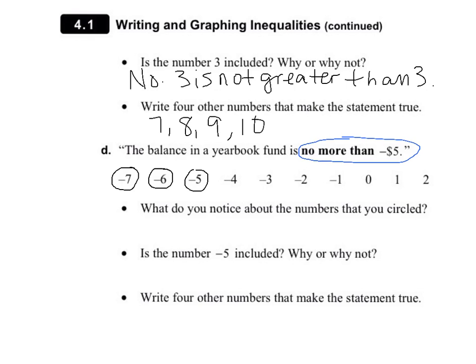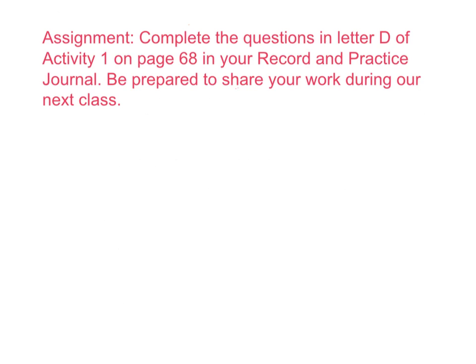And then it says, what do you notice about the numbers that you circled? And I'm going to leave all of these last 3 questions for you for your assignment. So we've done enough of those as an example that these are your assignment to do on your own. Your assignment for this lesson is to complete the questions in letter D of Activity 1 on page 68 in your Record and Practice Journal. Be prepared to share your work during our next class.